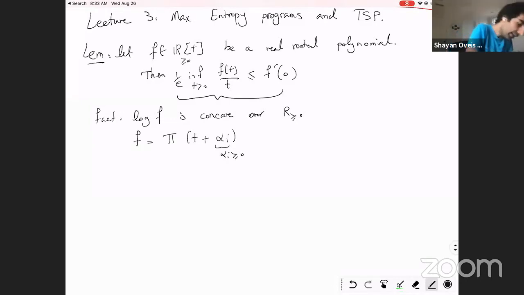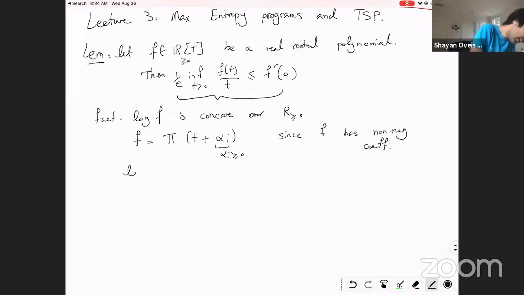Now, if you have a real rooted polynomial with non-negative coefficients, then all of the roots must be negative. You cannot have positive roots. So since all of the roots are negative, you get alpha_i's positive, because normally you would write a polynomial as a product of (t minus alpha_i), t minus the roots. Here, these alpha_i's are the negatives of the roots. That's how you can write f this way. Okay. So you have this form.